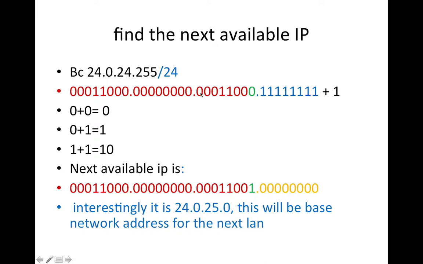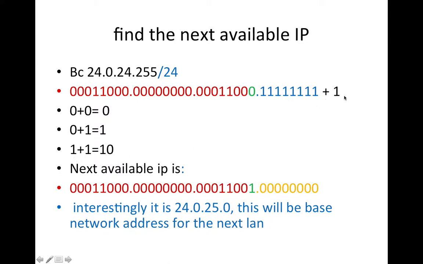The broadcast address from the previous block was 24.0.24.255. I converted it into its binary representation. Now I'm going to add 1 to it. I just need to remember the binary arithmetic. 0 plus 0 is 0. 0 plus 1 is 1. 1 plus 1 is 0 and a carry of 1.